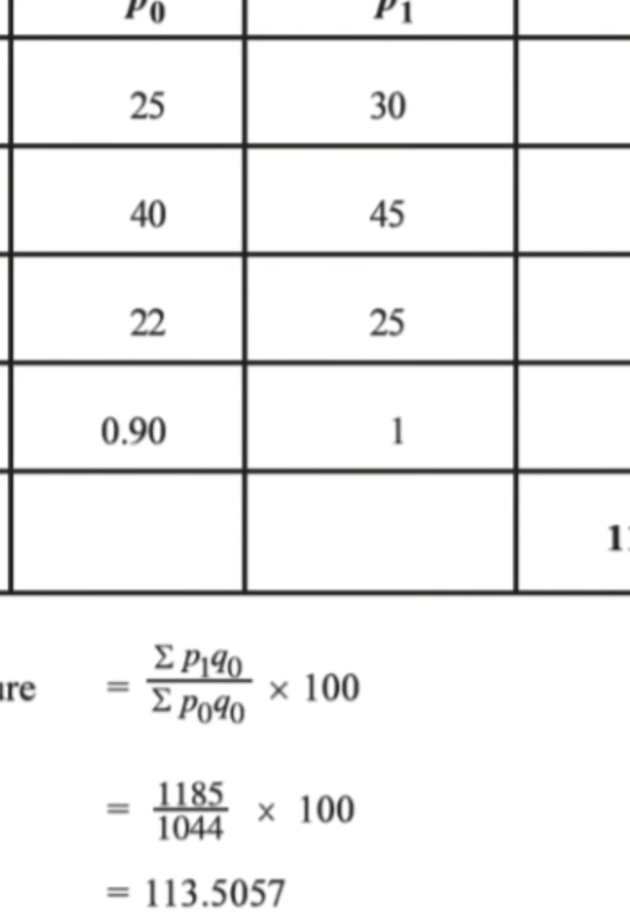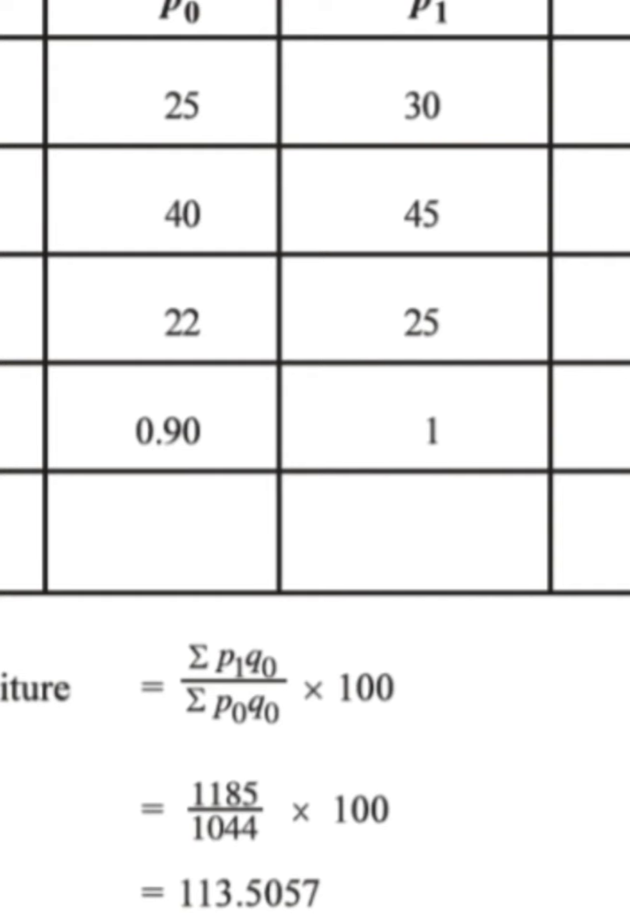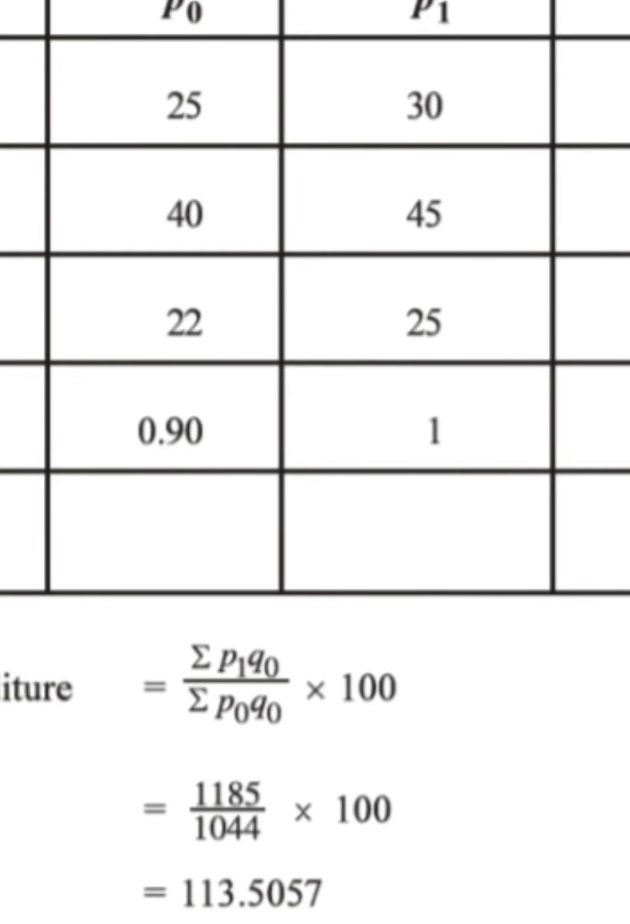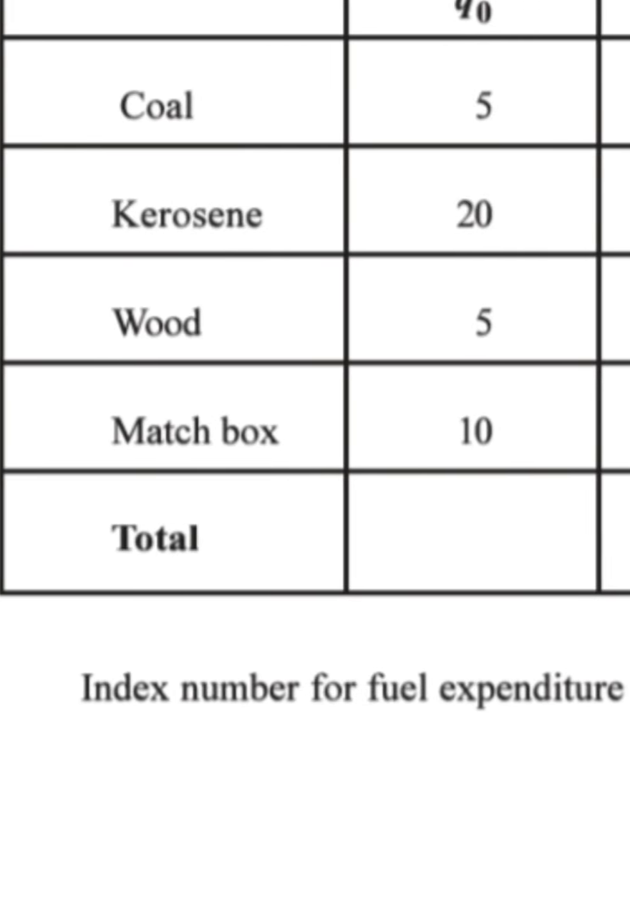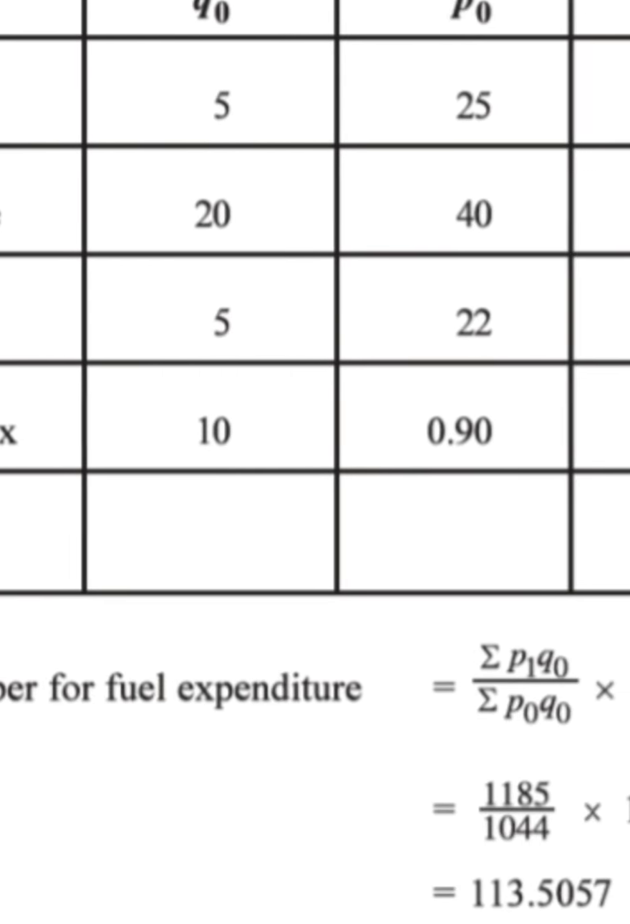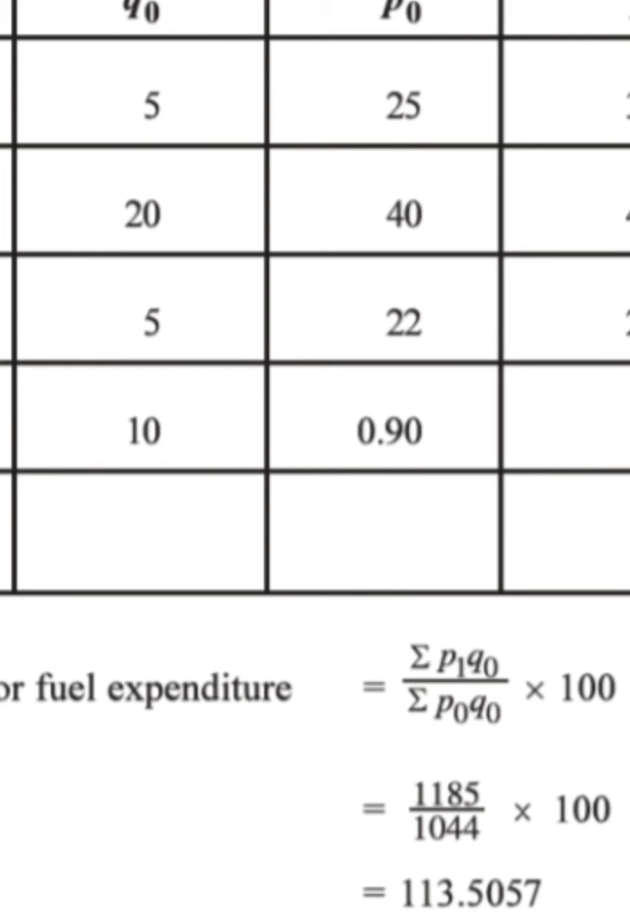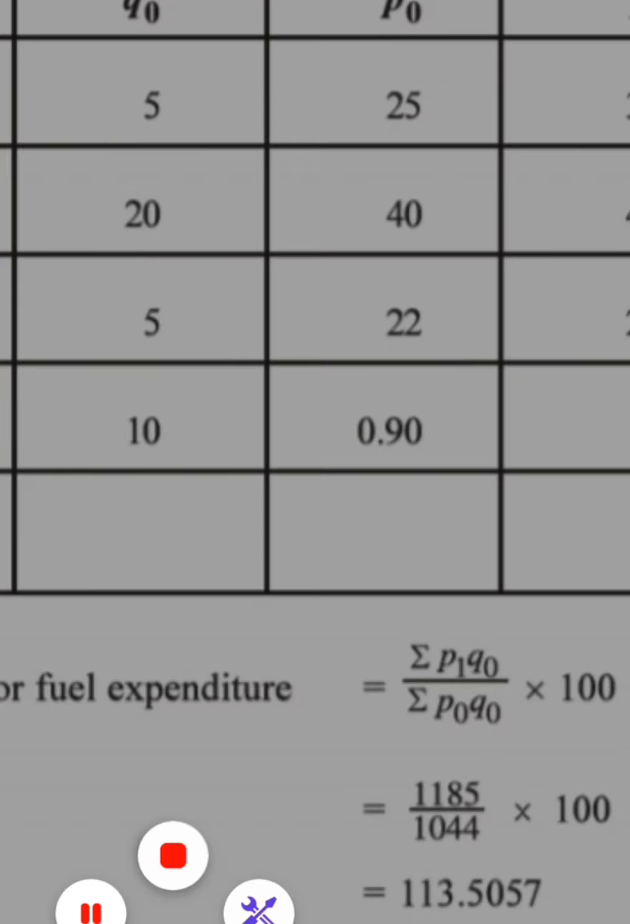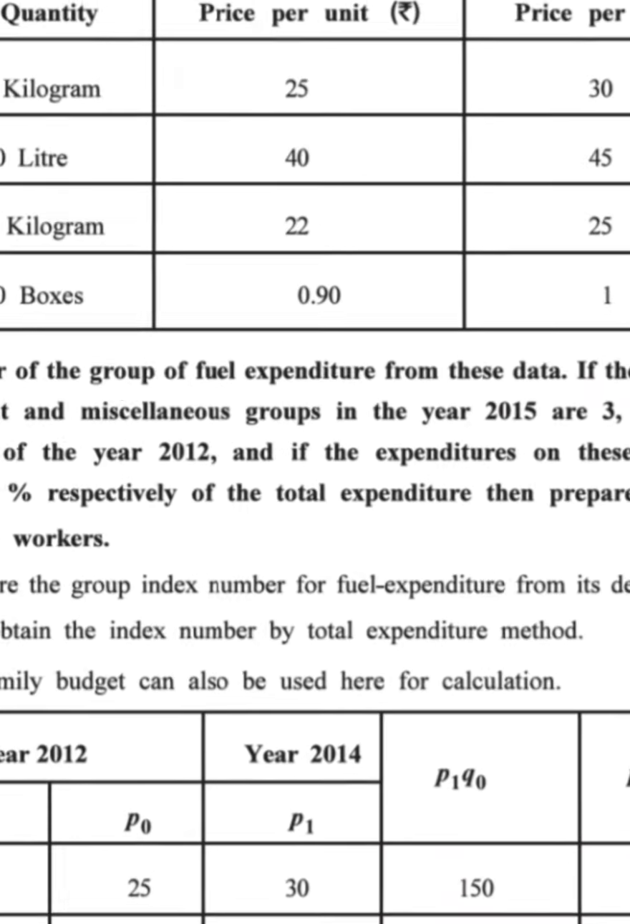You are going to use it in the formula: sigma P1 Q0, 1185, upon sigma P0 Q0, 1044, into 100. You are getting 113.51. So that is how you find the index number for fuel expenditure. Now we are going to see the second part of the question.